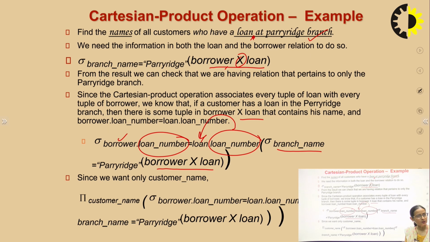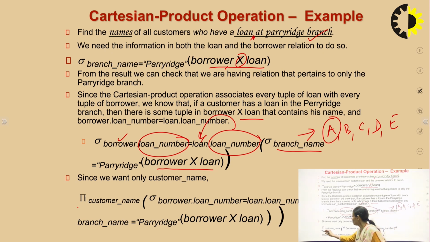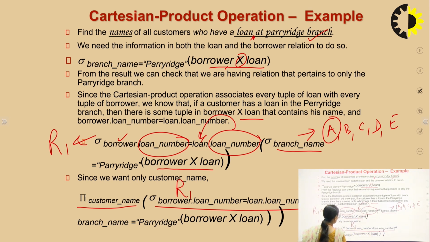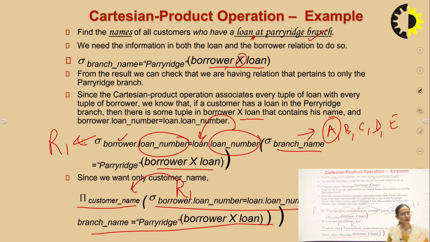Since we want only the customer name, the condition is that this particular query is returning all the attributes. But I need only this specific attribute to come in my final output relation. Then I need to use the pi operator which we studied earlier. So here I am going to use pi name. So this is my relation R1, and it becomes the input for this relation.